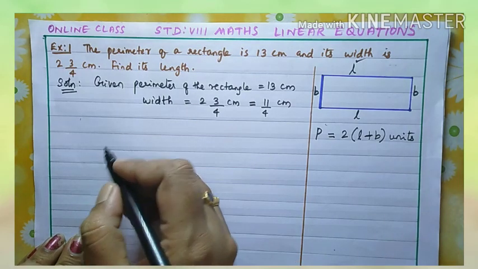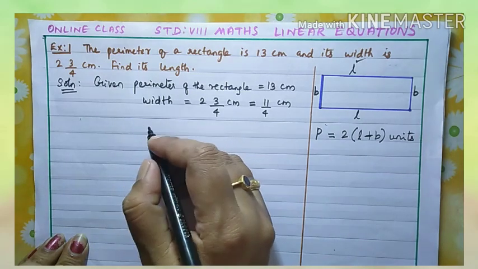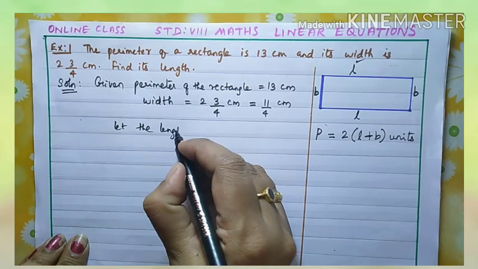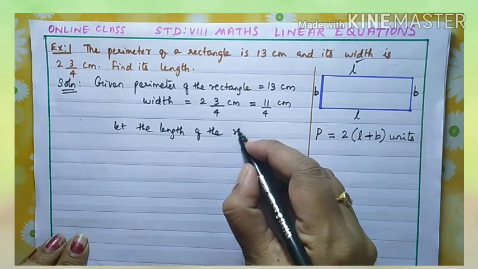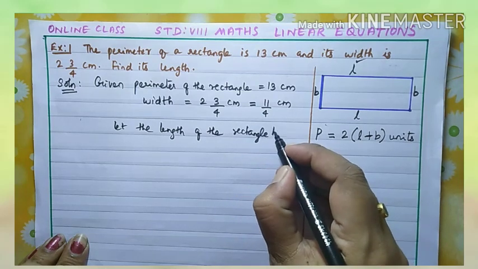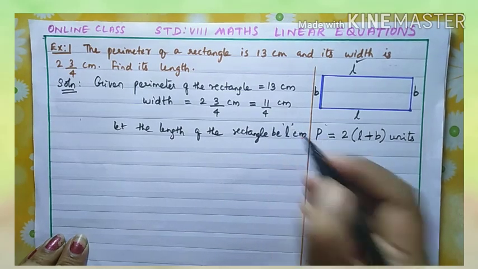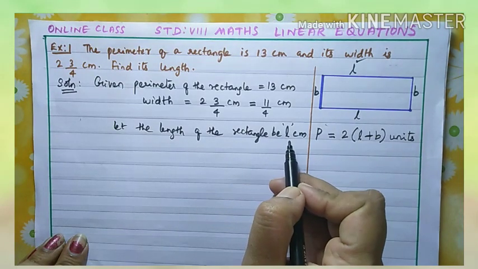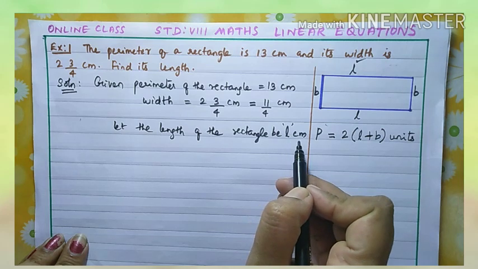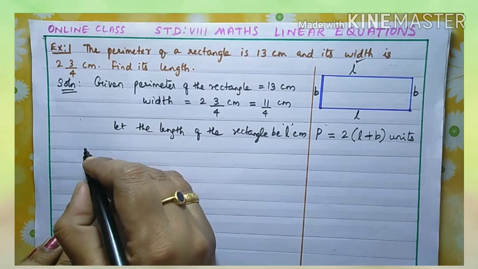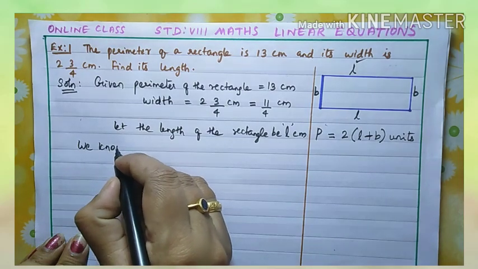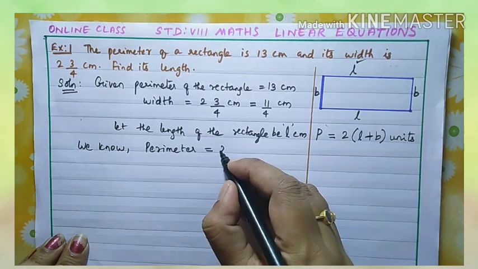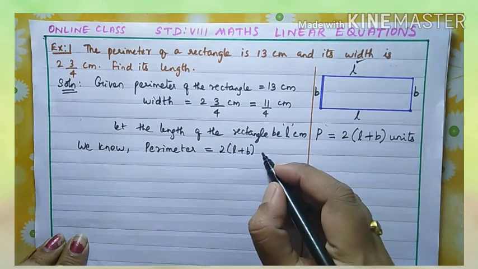Now what is given here? Perimeter is given, length is unknown, correct? So let the length of the rectangle, which is unknown, be L centimeters. So L is an alphabet and it is a variable we are considering. Now using this perimeter formula we know perimeter equal to 2 into (L plus B) centimeters.